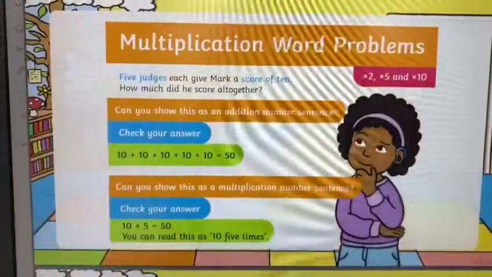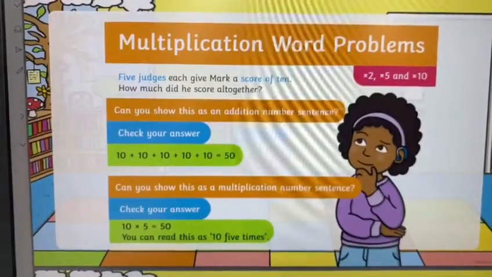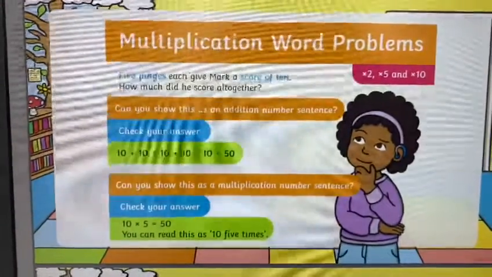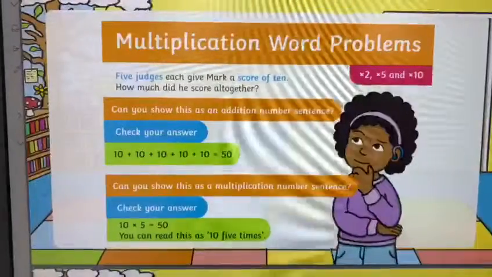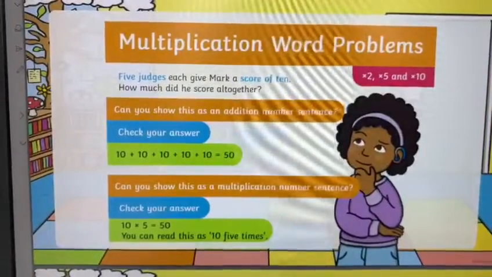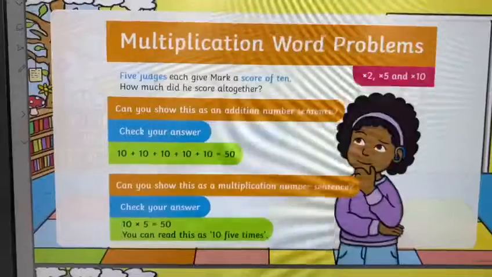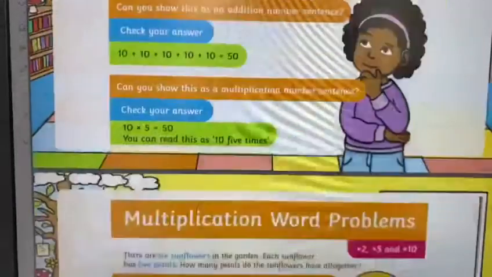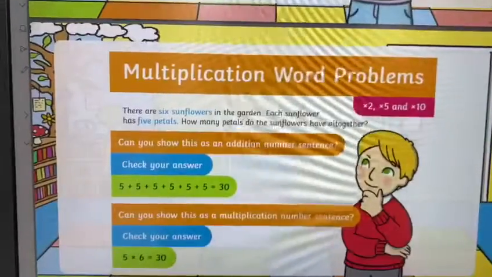Again, down here, it's more worded problems linking to multiplication and repeated addition. Again, think about which one suits you best. If you find repeated addition easiest, then go for that, and then challenge yourself later on with multiplication. And the last one is very similar to the one before.